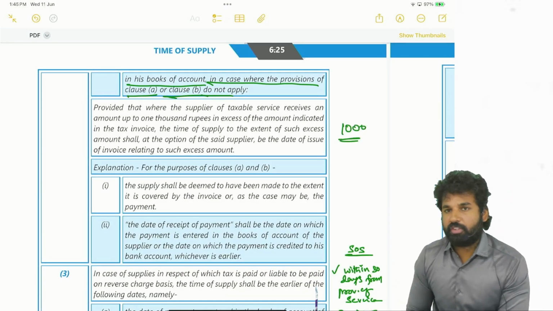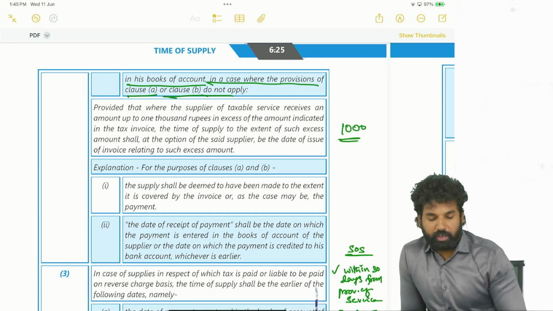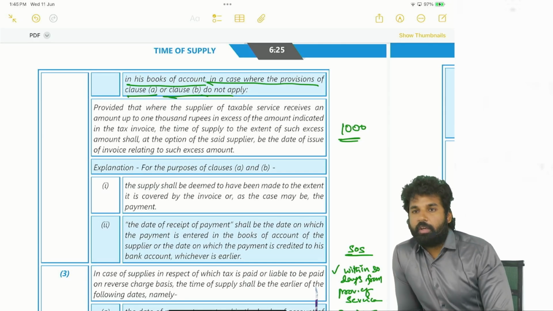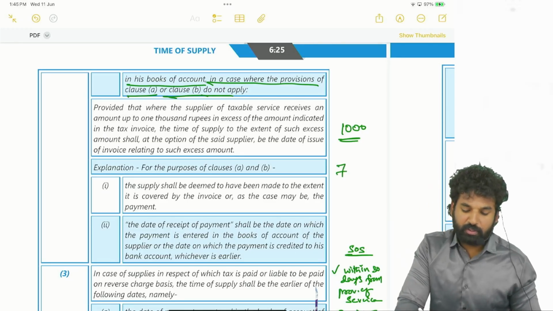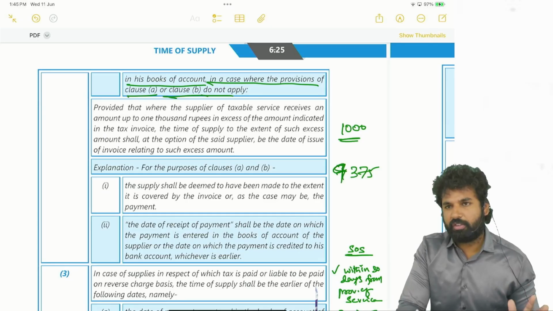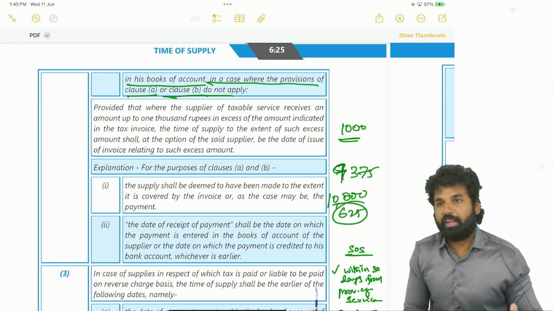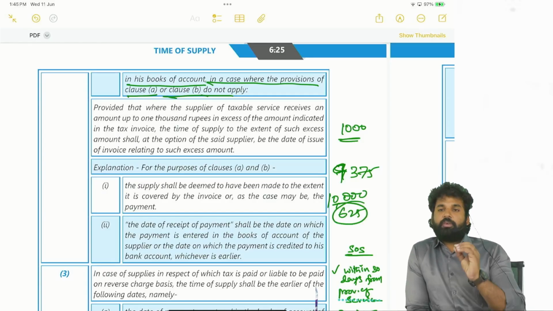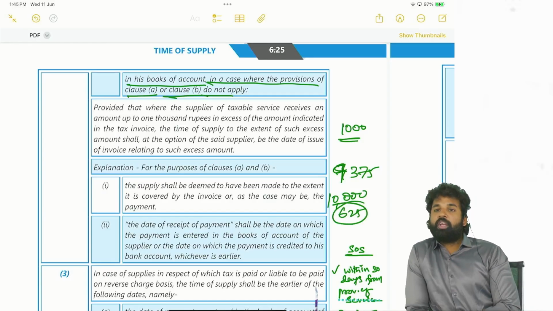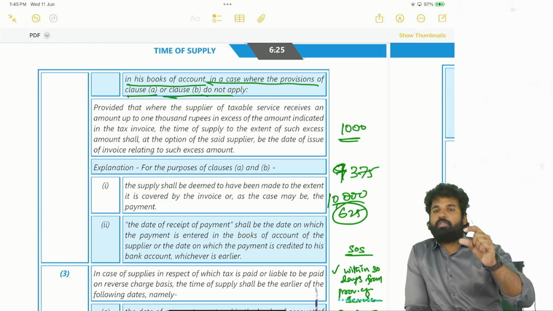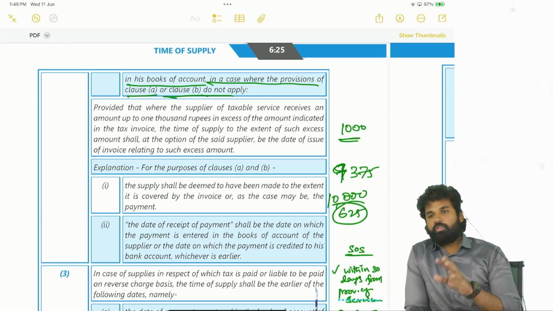Yesterday we had a discussion on this excess payment received of rupees 1,000. Excess payment means the bill, yesterday we had taken 9,375, let's say. So we have received 10,000. 625 rupees we have received in excess. So in such cases, with respect to 625 rupees, if you want to issue the invoice on a later date, or you want to adjust this 625 rupees in the next bill, then it is quite possible.